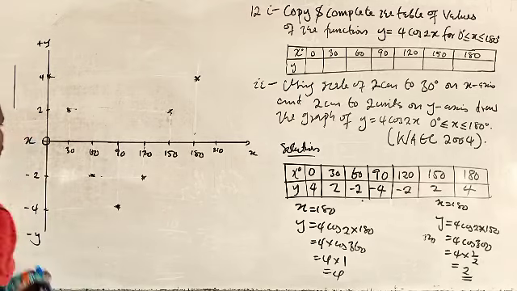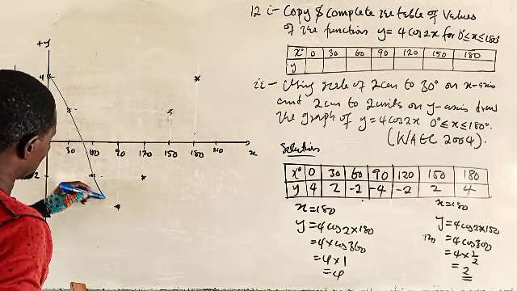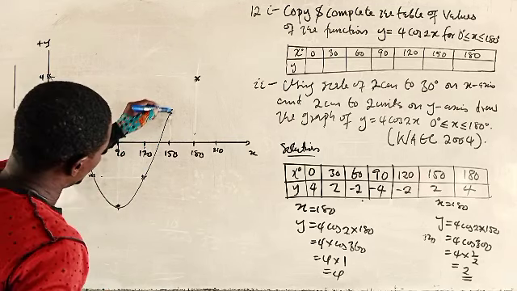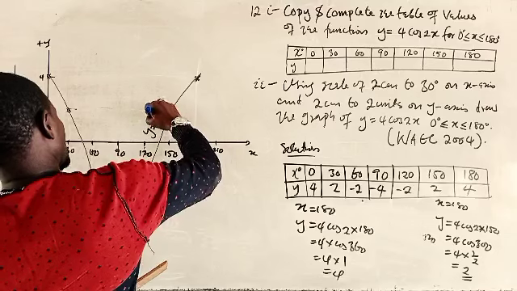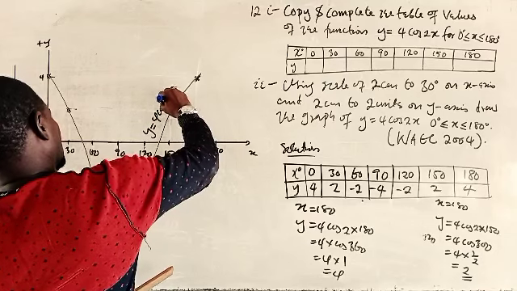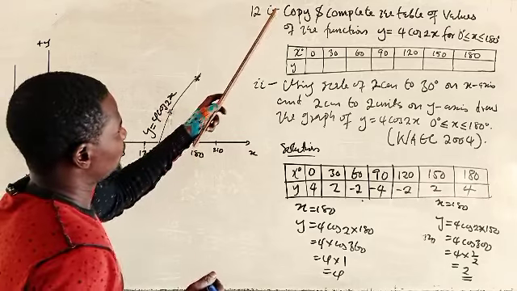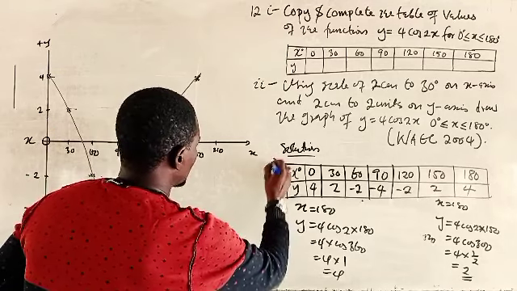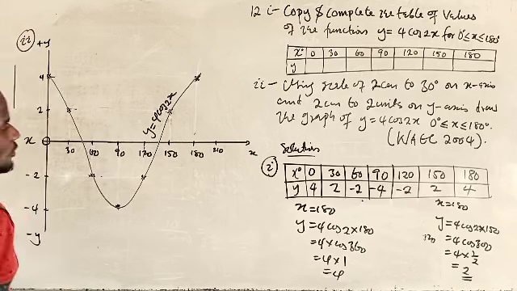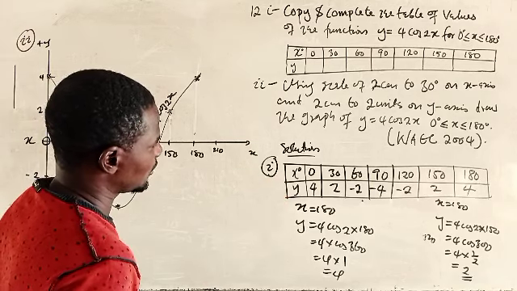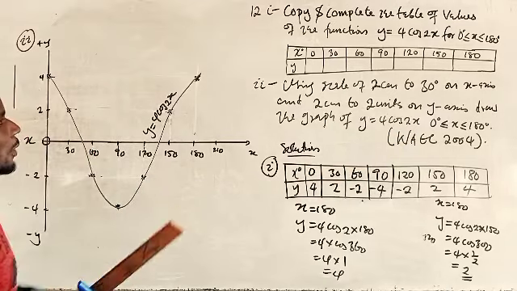We now use a sense and draw a smooth curve. Now this is the curve of the equation y equals 4 cos 2x. Now we came to the end of the question, because they say we should just plot the graph of this, and this is the graph.